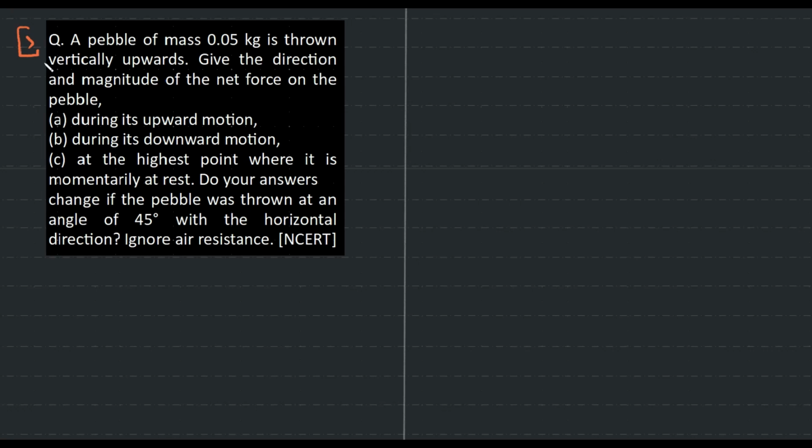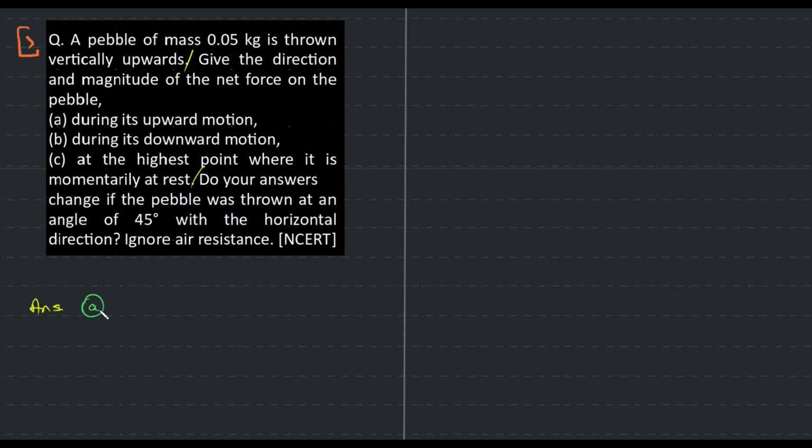A pebble of mass 0.05 kg is thrown vertically upwards. Give the direction and magnitude of the net force on the pebble during upward motion, during downward motion, and at the highest point where it's at rest. Did your answer change if the pebble was thrown at an angle of 45 degrees with the horizontal direction? Ignore air resistance. So, a very good question.